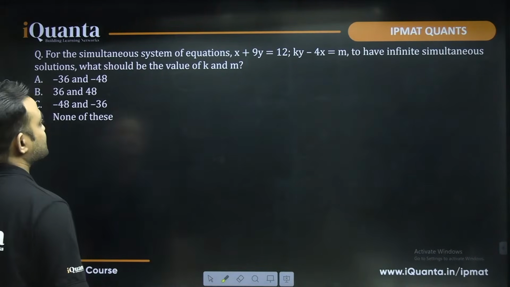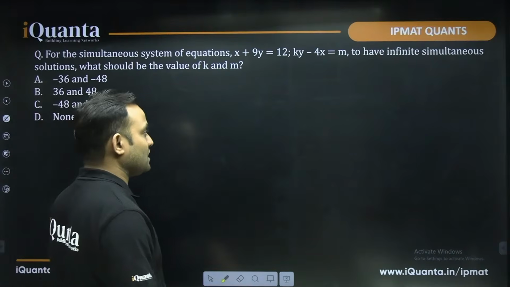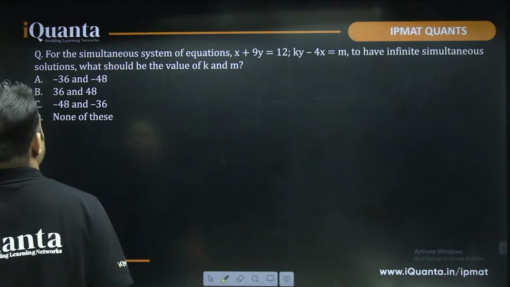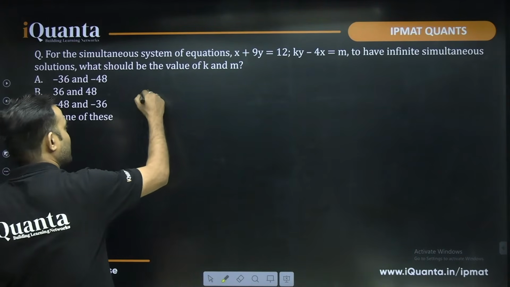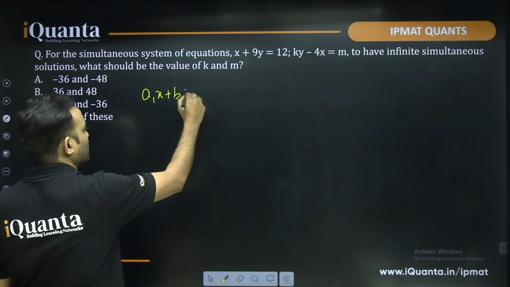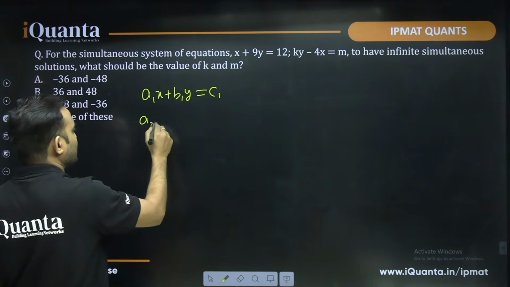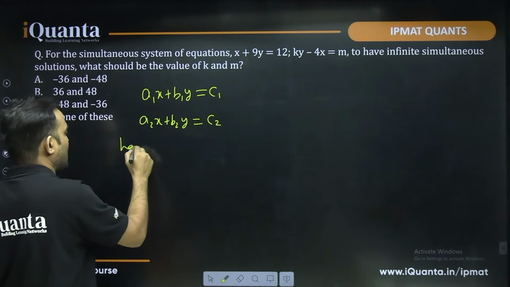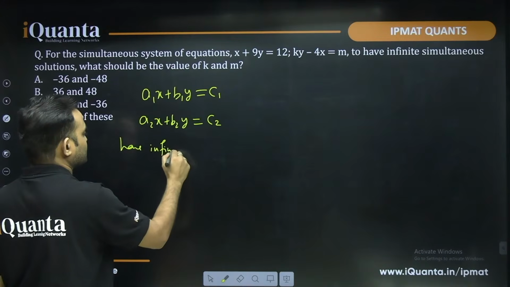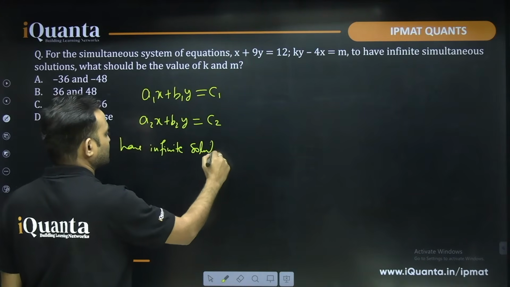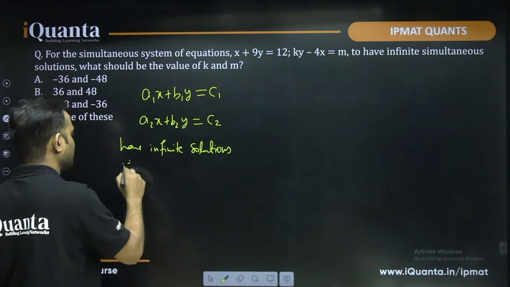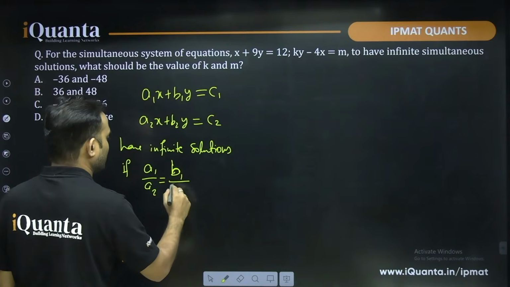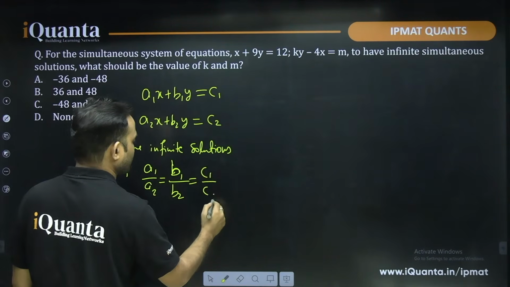For the simultaneous system of equations x plus 9y is equal to 12, ky minus 4x is equal to m, to have infinite solutions, what should be the value of k and m? So a1x plus b1y is equal to c1, a2x plus b2y is equal to c2 have infinite solutions if a1 by a2 is equal to b1 upon b2 is equal to c1 upon c2.